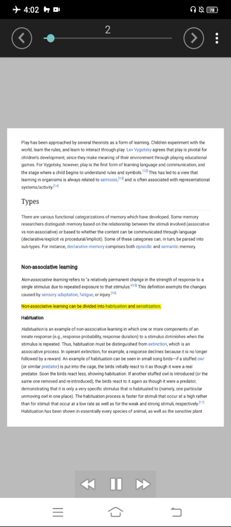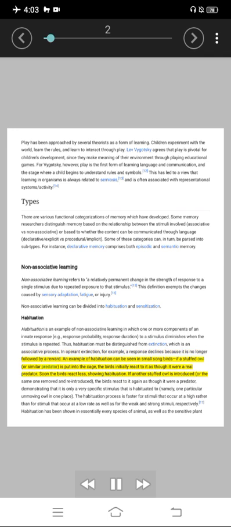Habituation. Habituation is an example of non-associative learning in which one or more components of an innate response, e.g., response probability, response duration, to a stimulus diminishes when the stimulus is repeated. Thus, habituation must be distinguished from extinction, which is an associative process. In operant extinction, for example, a response declines because it is no longer followed by a reward.